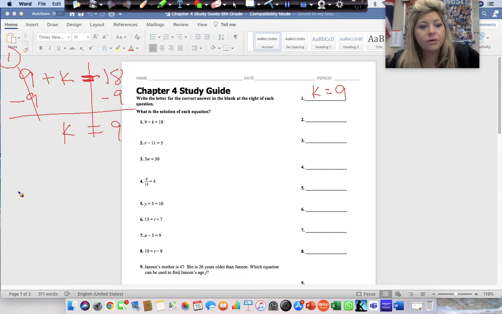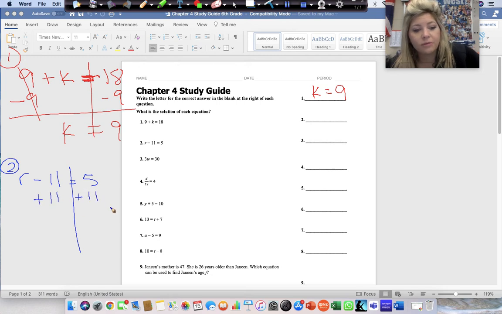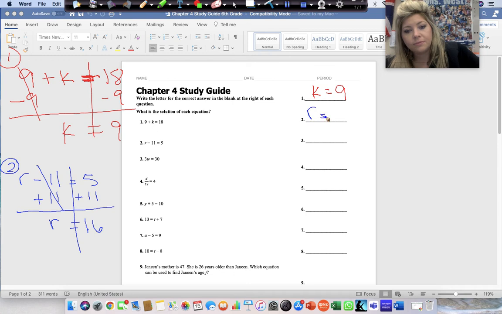Okay, then we have number 2. We have r minus 11 equals 5. We're going to draw our line down from the equal sign. Find our variable. Right now our variable is r. R is being subtracted from by 11. The opposite of subtracting 11 is adding 11, so we want to add 11 to both sides. This side is going to cancel because negative 11 plus 11 is a zero pair. We bring down our r, and 5 plus 11 gives us 16. So we have r equals 16.